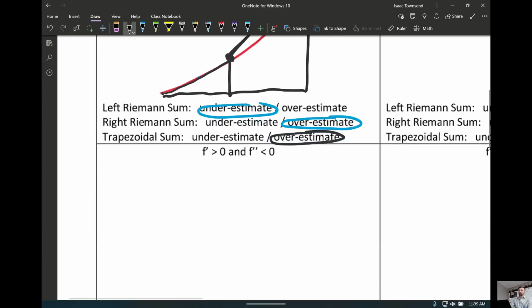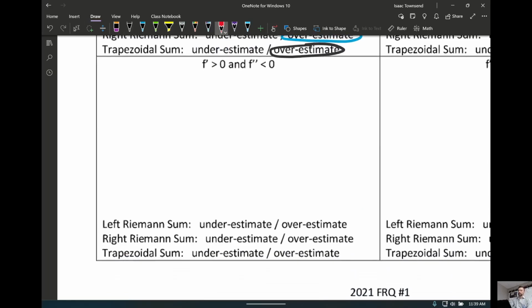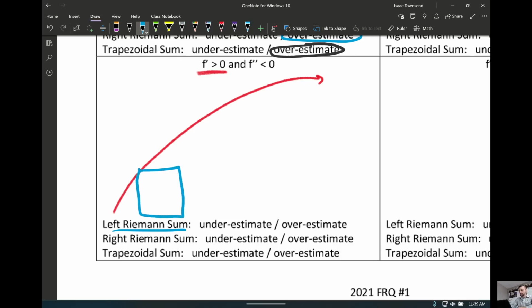Okay, so let's go down. Let's keep it increasing, but now let's make it concave down. So again, it helps if you make this a little bit bigger. But a left Riemann sum, I would take a point to the left, draw it to the right, point to the left, draw it to the right, point to the left, draw it to the right. That is certainly under or over? Under. Missing area, missing area, missing area. That's an underestimate.